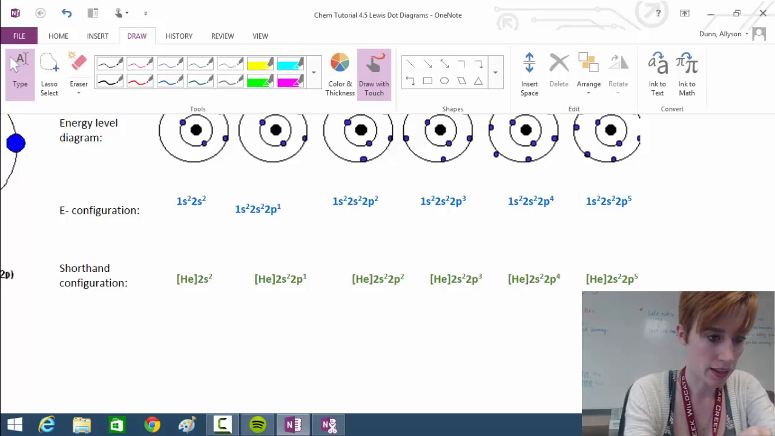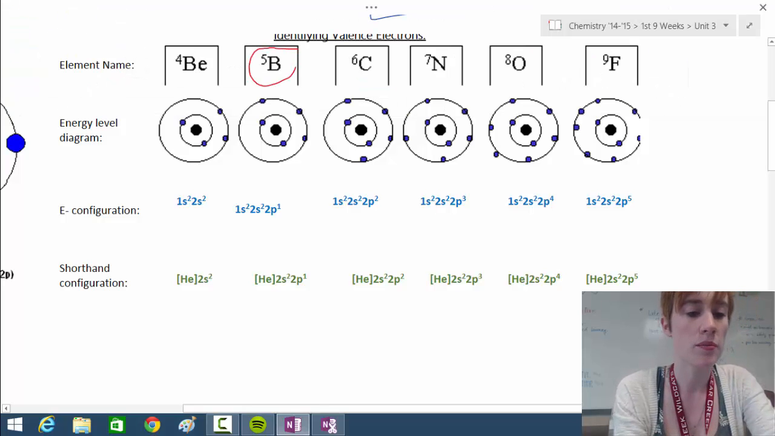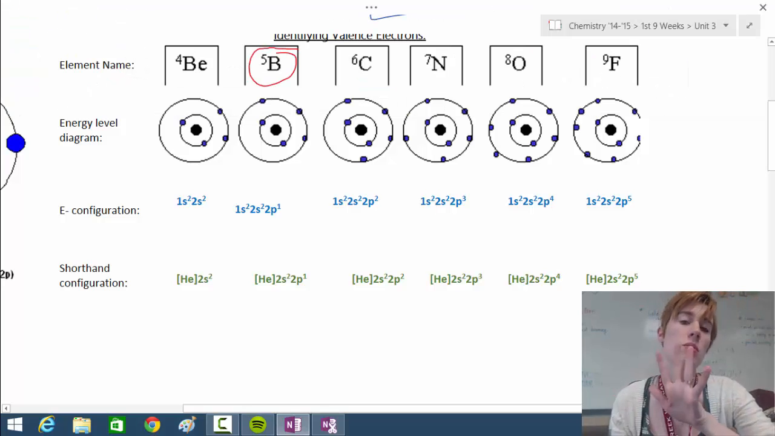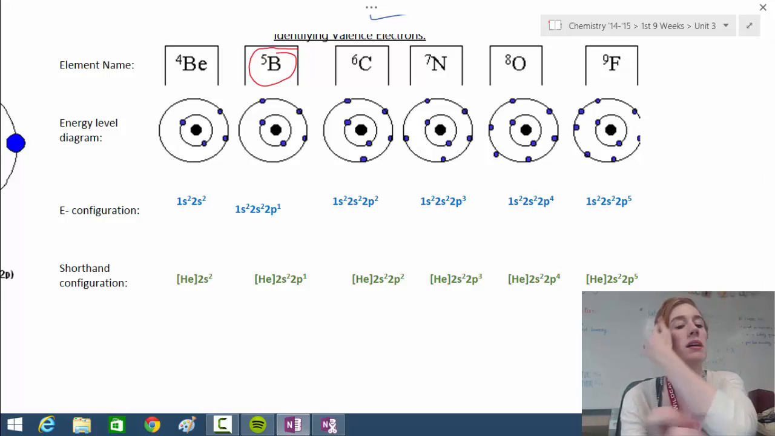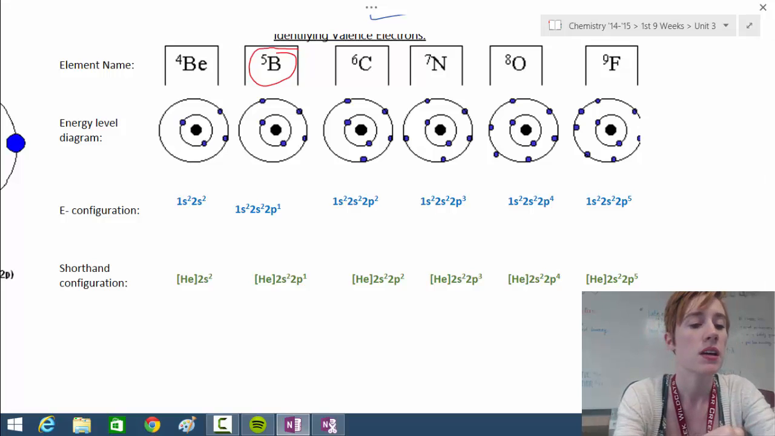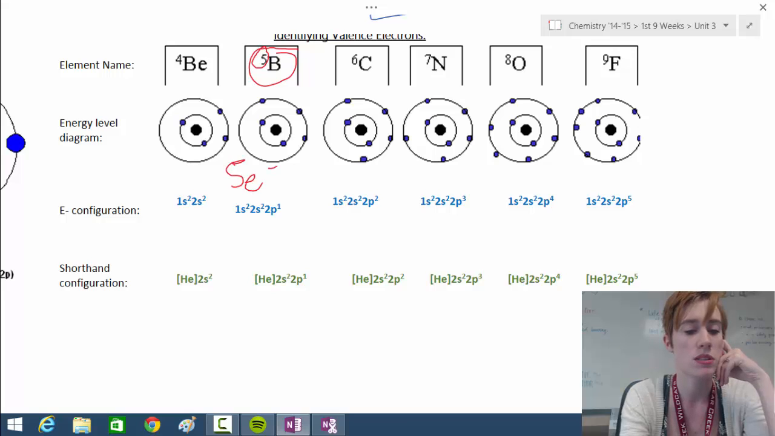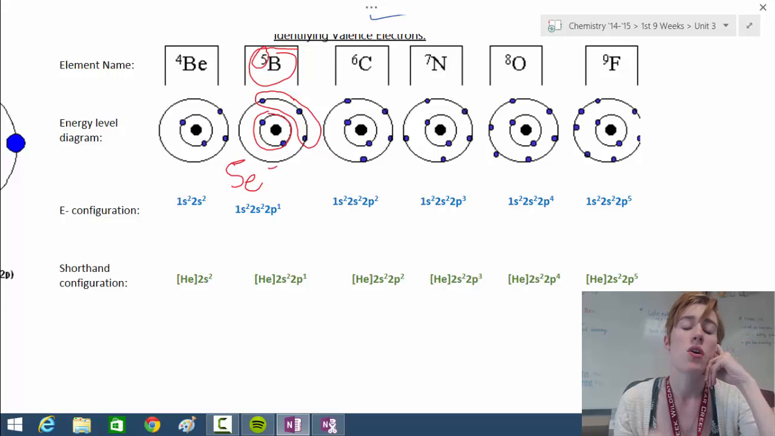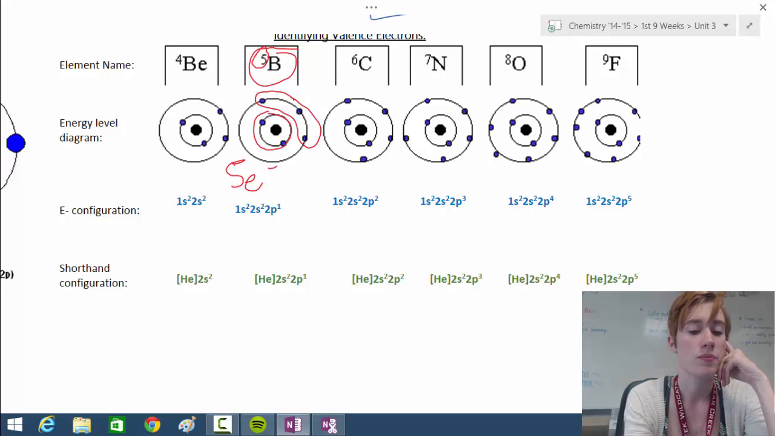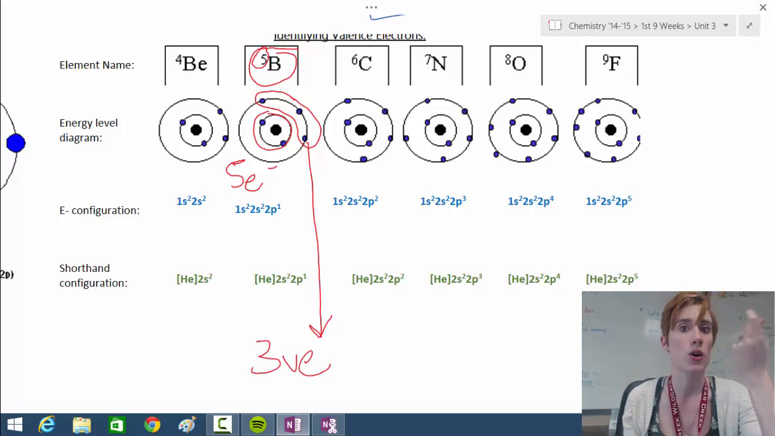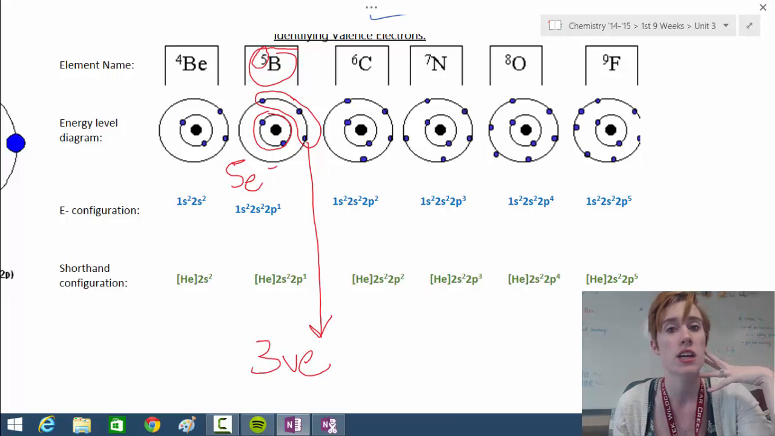If I gave you an element like boron, boron has 5 protons because its atomic number is 5. If it's neutral, it also has 5 electrons. So here are the 5 electrons. We see the 2 around the first energy level, and then there's 3 on the outer. So how many valence electrons do I have? Well, I just circled them. There's 3 valence electrons, or 3 outer electrons, so I know its valence electron number is 3.